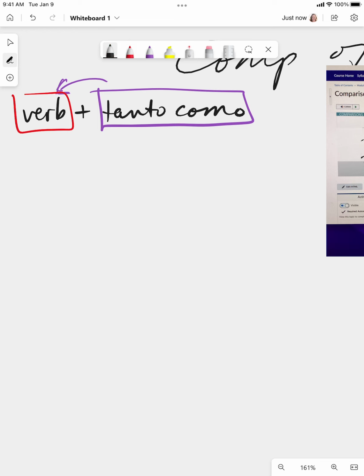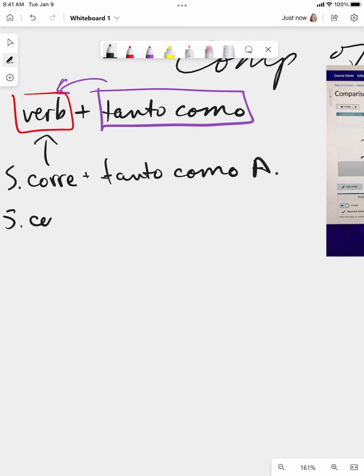So let's put our people into action here. Who do we have? Sarah. Let's say she runs, and we conjugate our verb according to Sarah. Sarah runs. There's my verb, right? What do I put after that? Tanto como. Am I going to separate those two words? No, because I'm comparing the action right now. I'm not comparing a noun. I'm comparing a verb, an action. Tanto como Annabelle.